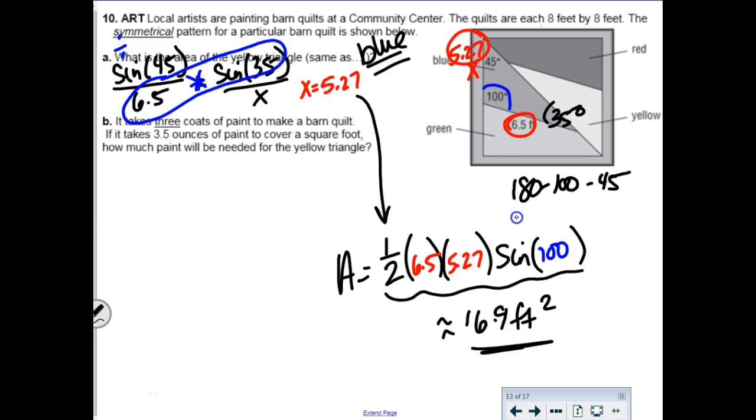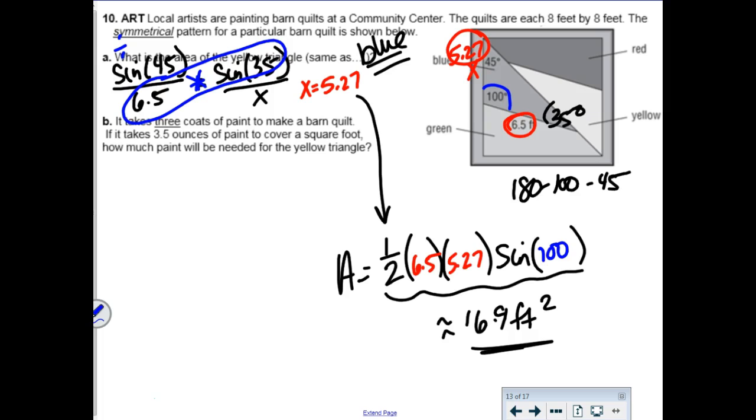Now this follow-up question is a little bit extra. It says, it takes 3 coats of paint to make a barn quilt. I don't know what they're talking about. It takes 3.5 ounces of paint to cover a square foot. How much paint will be needed for the yellow triangle?